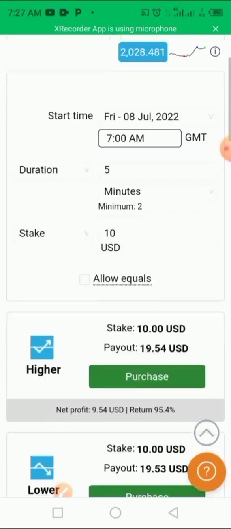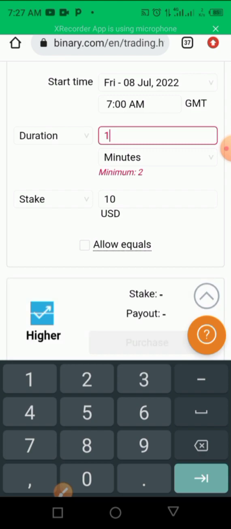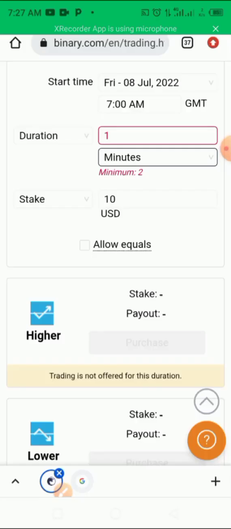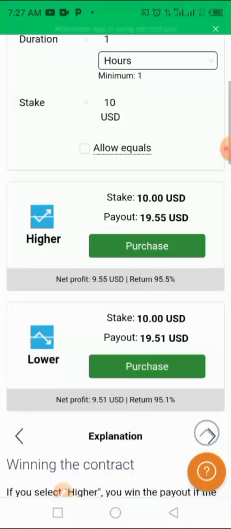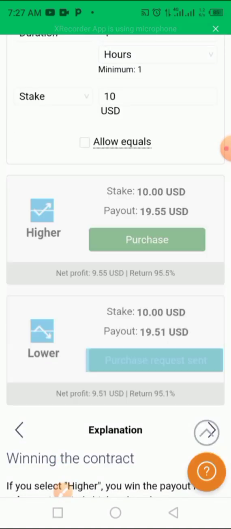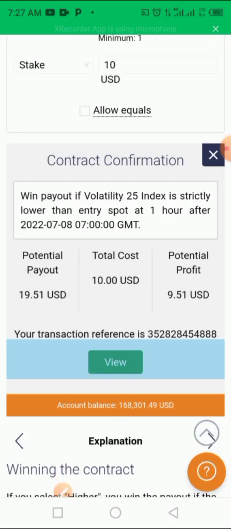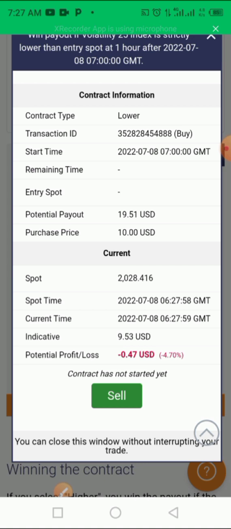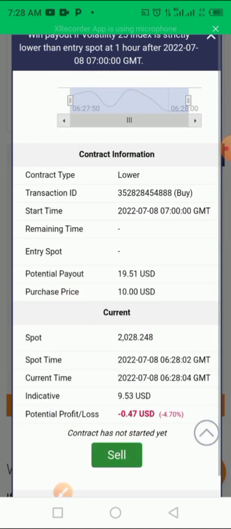Now you enter. Since we are using 1 hour, 60 minutes is 1 hour, you just press hour. Are you getting me? It's 60 minutes that make 1 hour. So any one you want, you can see now. We now click sell. So when you click your sell, you view it. You can see that the market is stagnant. It's not moving.